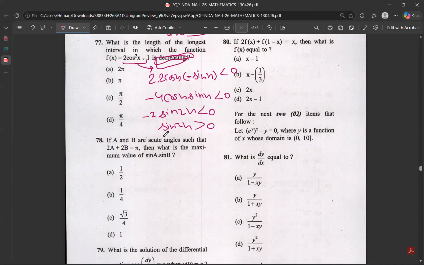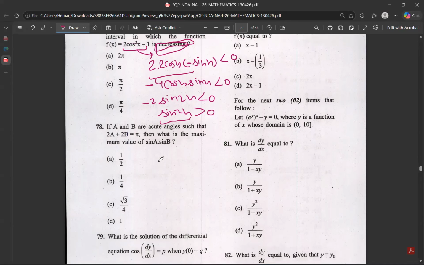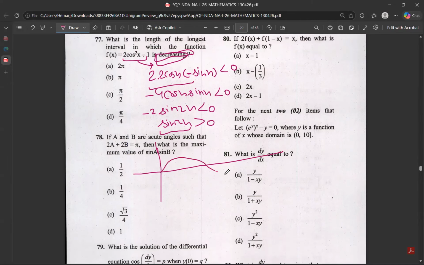See, if you find the interval where sin 2x is greater than 0, the interval in which sin 2x is positive, in that interval our function will be decreasing. So let's find out in which interval sin 2x is greater than 0. The best way for it will be the graphical method. So make the graph of sin x. The graph of sin x and sin 2x looks the same.